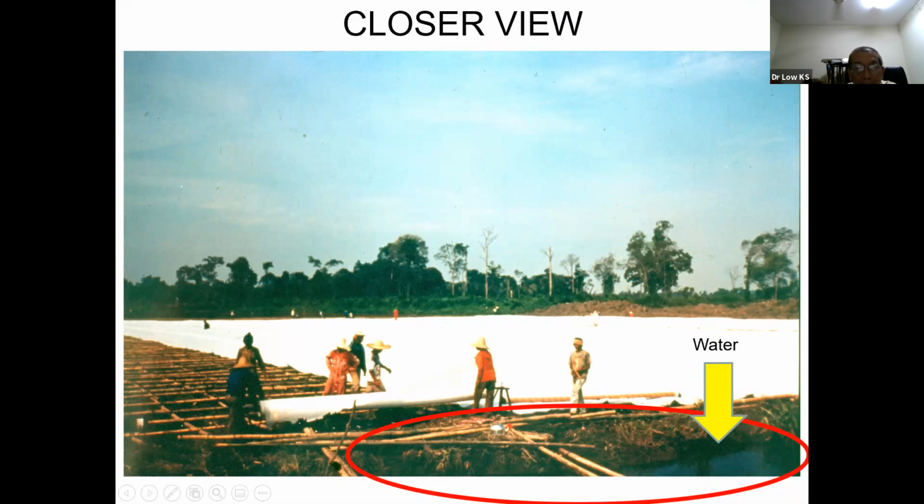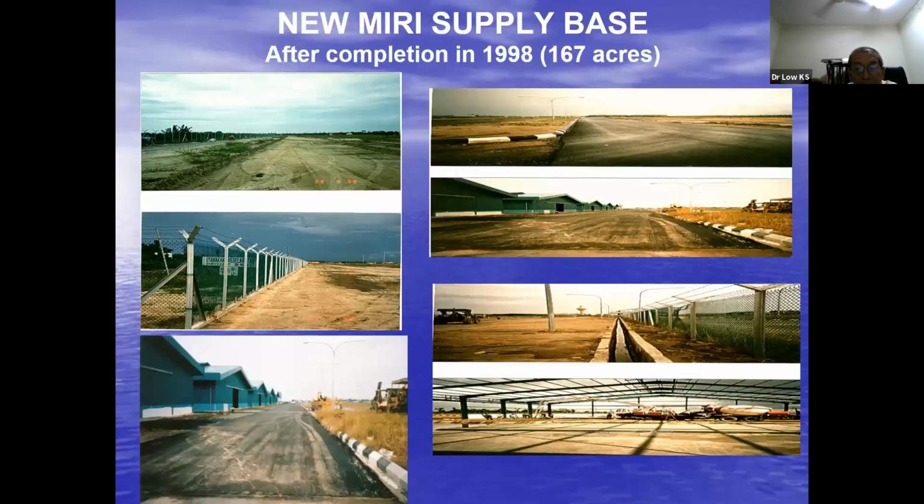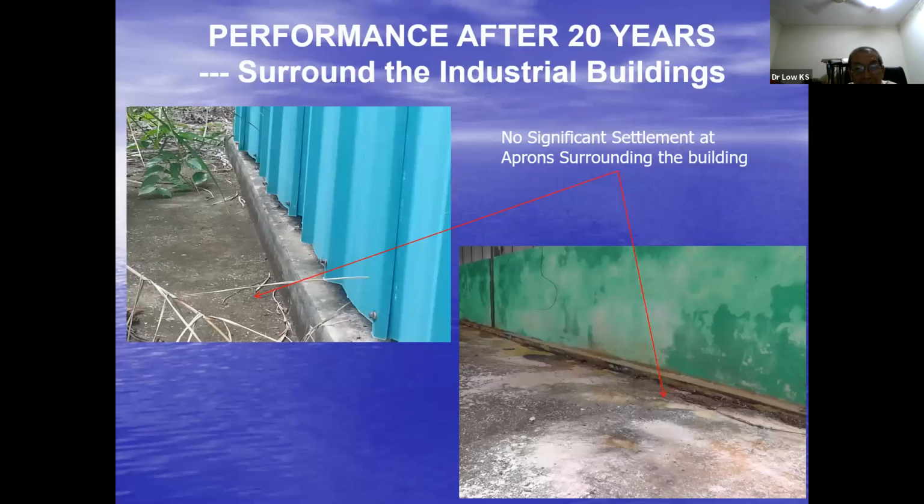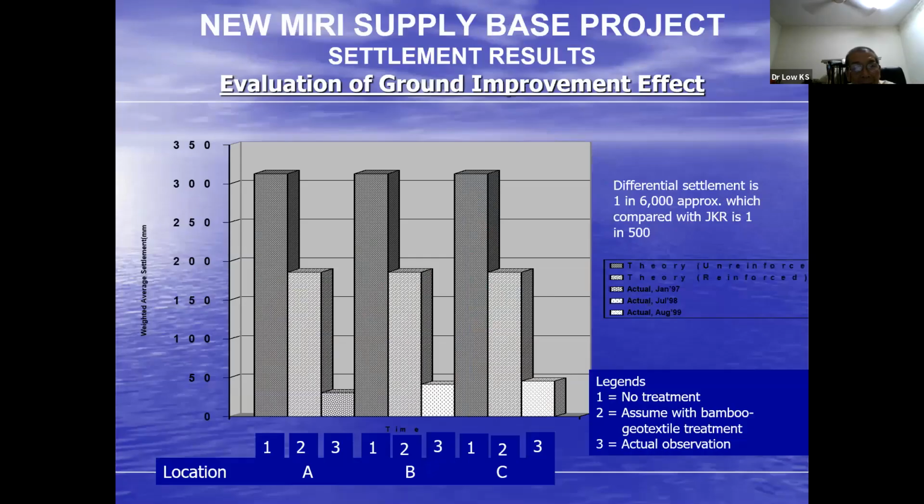So this is after completion. And then after 20 years, the performance is fantastic. After 25 years, right? If we did nothing, then the settlement would be about 300 mm. But we do something, it's about 180 or so. But actually, we measured only 2 inches after 8 years, right? So this is Sungai Besi, you see.